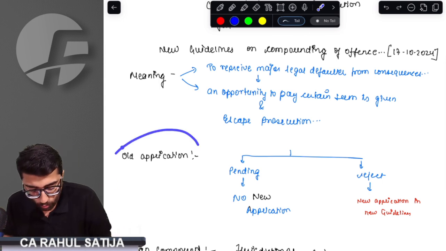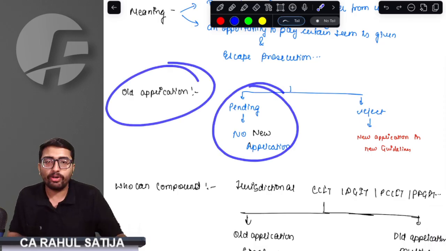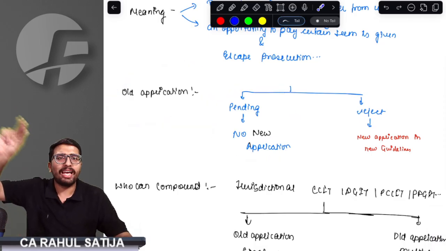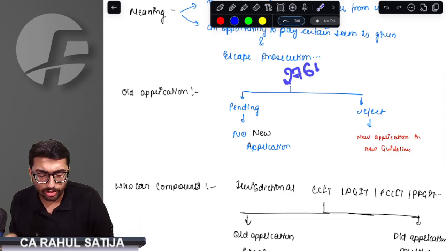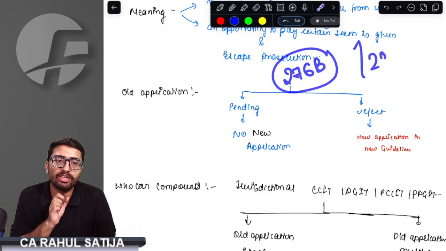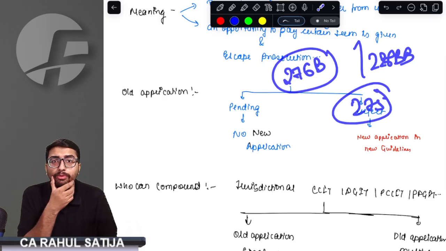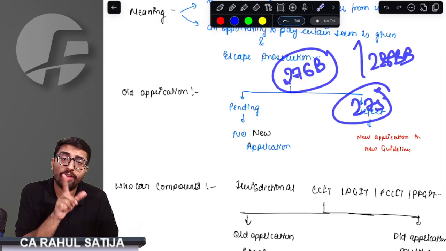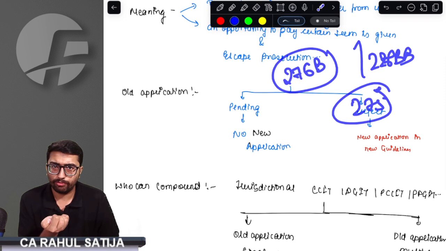Sir, while applying, what happens? Try understanding this. Compounding happens for different sections. For example, if you are being prosecuted under section 276B or 276BB or 275, any of the sections, and you are seeking compounding, then for every section you have to seek compounding separately. But sir, you have an option to file a consolidated statement also.